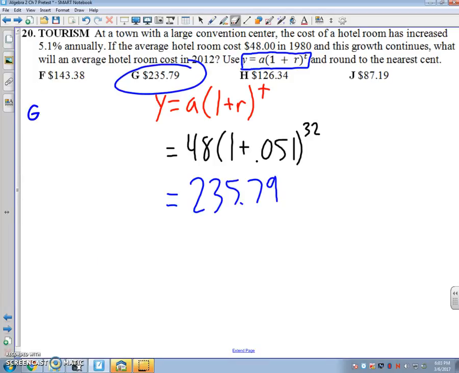Alright, if you can do that, that's your whole test. Pretty simple. Make sure you know how to exponentiate both sides, know how to log both sides, get exponents down.